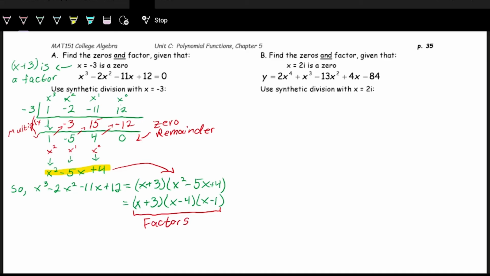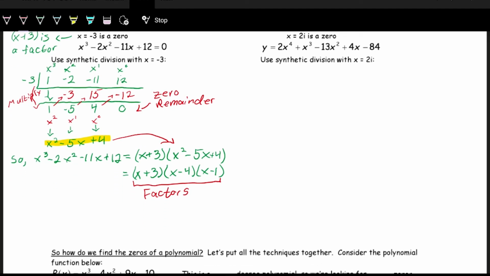And so that means that the zeros are the solutions that we get when we set these equal to 0 using the zero product rule. So these zeros are x equals negative 3. We just swap the signs, or make the opposite signs. Negative 3, positive 4, and positive 1.